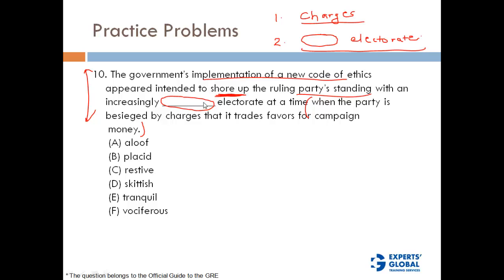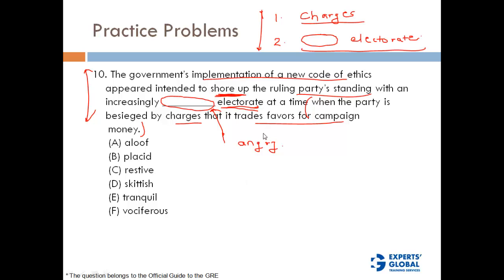So we need a missing word that is basically an adjective for the electorate. Electorate means the people who are going to vote for the party. So how are these people? These people are dash, and what is the likely word here? When the party is charged with trading favors for campaign money, how is the reaction of its electorate going to be? People are going to be angry, right? And that is why the party is trying to implement a new code of ethics. So that is the whole story here.